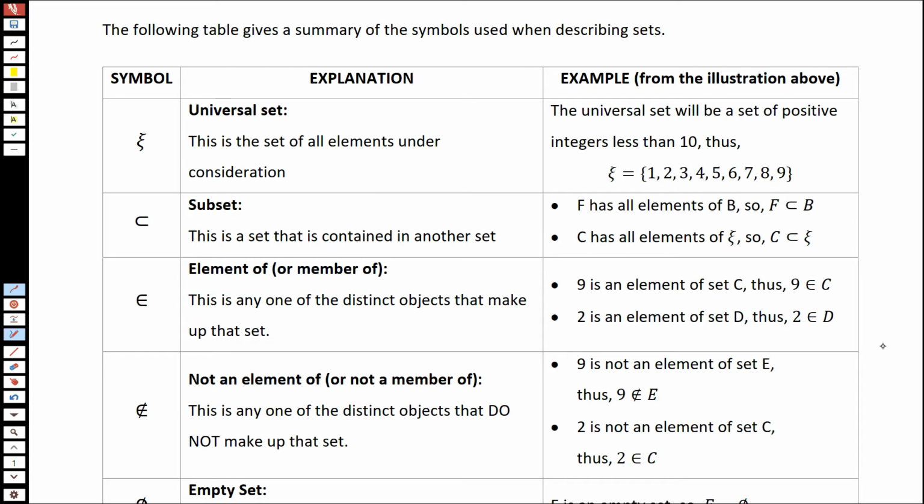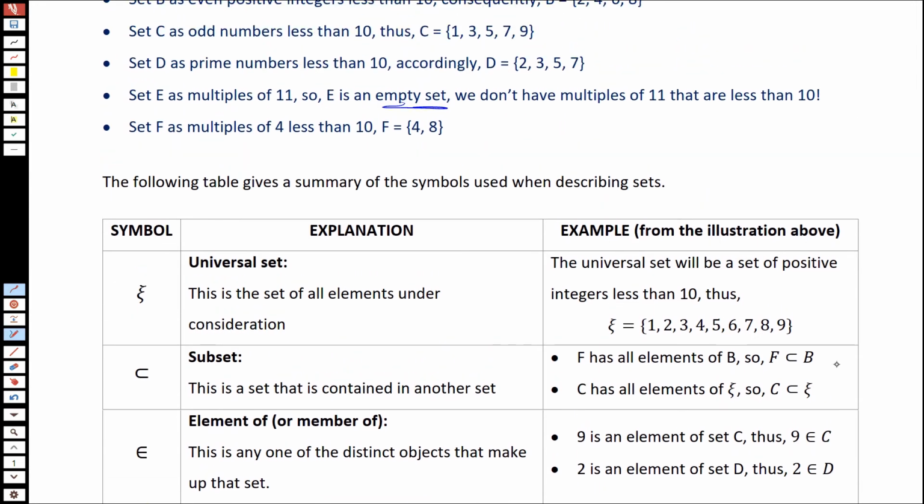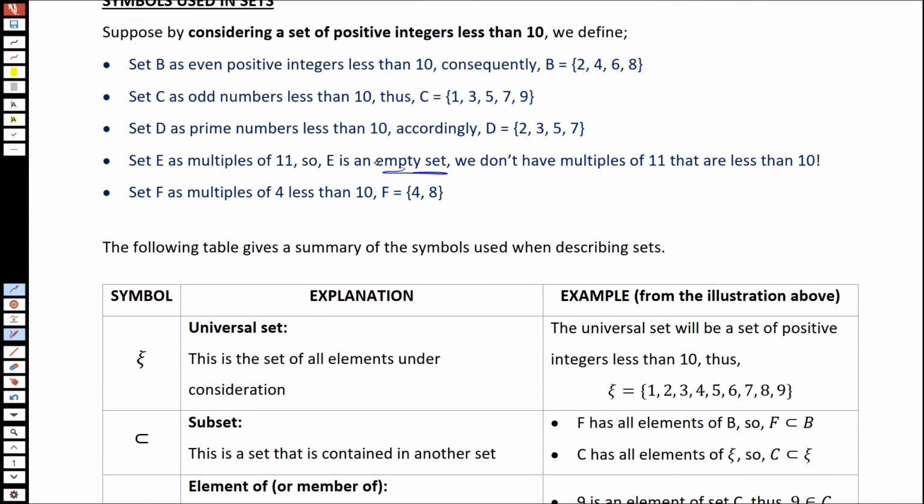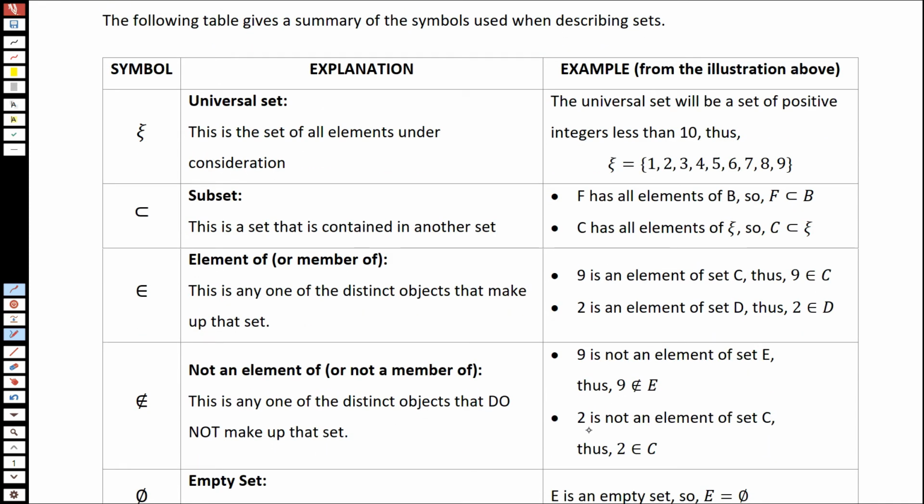So this is any one of the distinct objects that do not make up that set. For example, 9 is not an element of set E, and you can check that. Yeah. So set E is an empty set. So 9 is not an element of set E. So we write that. 9, of course, is not an element of set E. And also 2 is not an element of set C, and we write that.